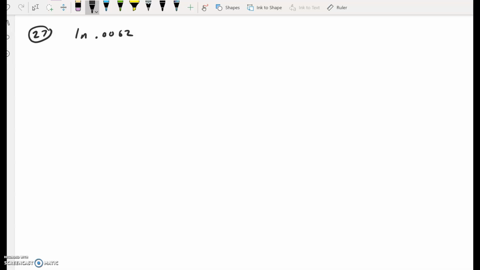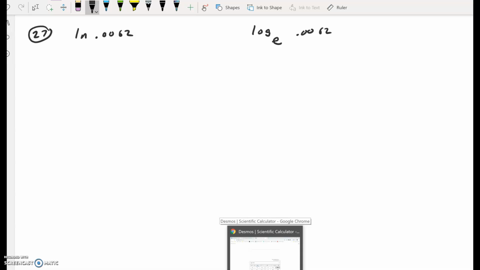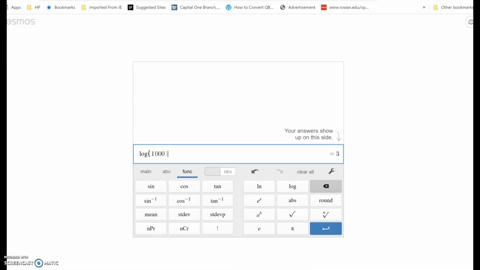Here we're asked to use a calculator again. Note that the ln is called the natural log. It's natural in the sense that when you take calculus, it makes the formulas easier to learn. The natural logs are kind of a calculus student's friend, but here we can understand that it means the log base e, where e is that kind of pi-like number that starts out 2.7, etc. The log base e of 0.0062. So without further ado, let's go over to Desmos, the scientific calculator.